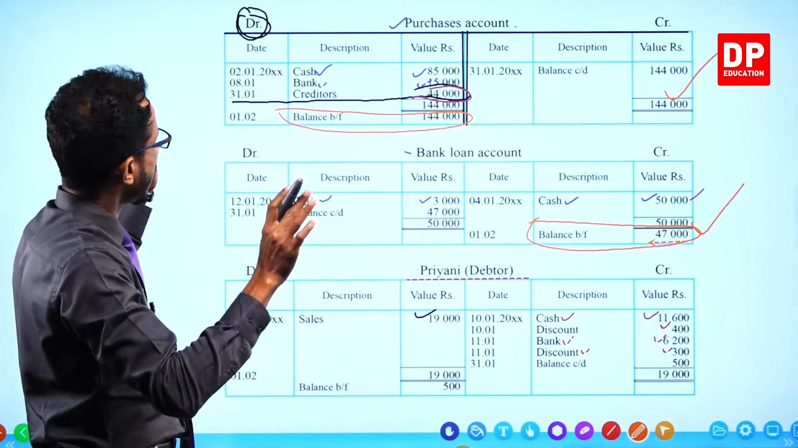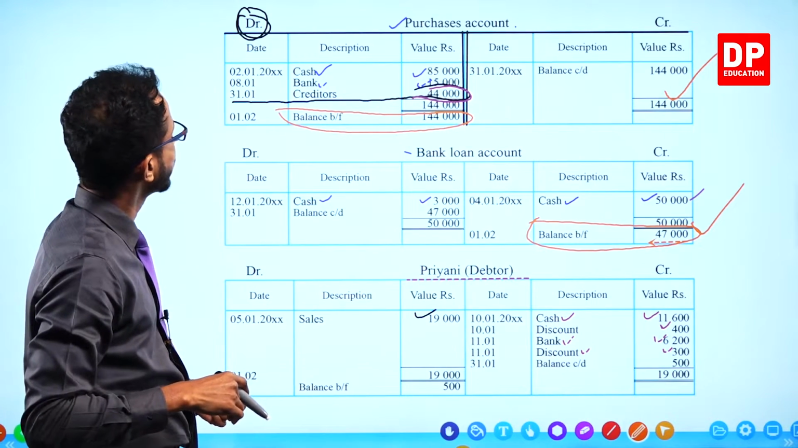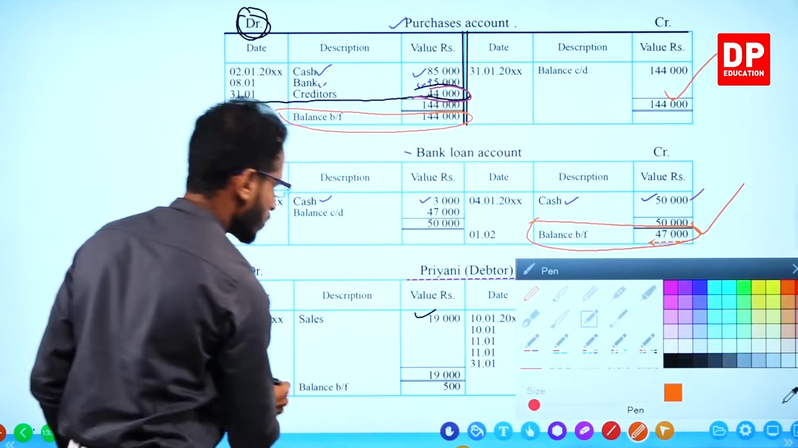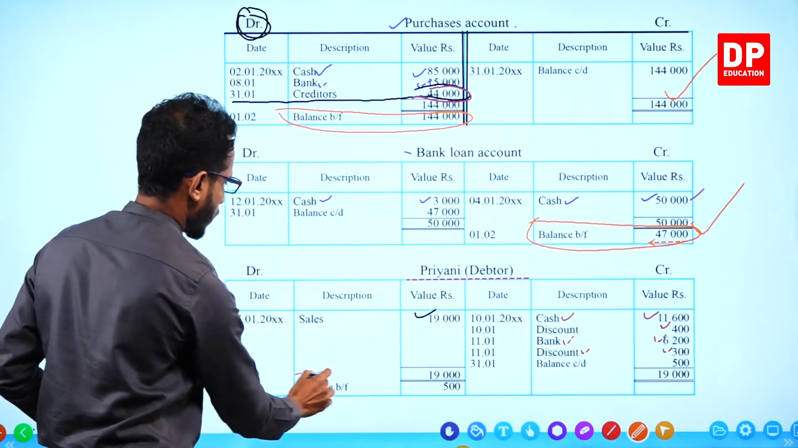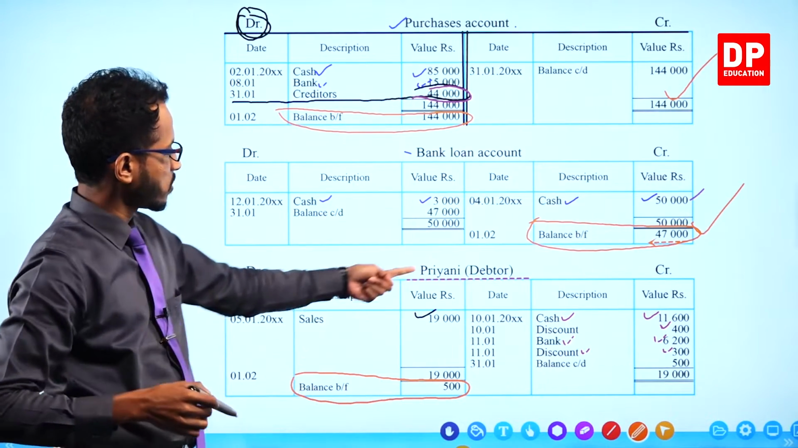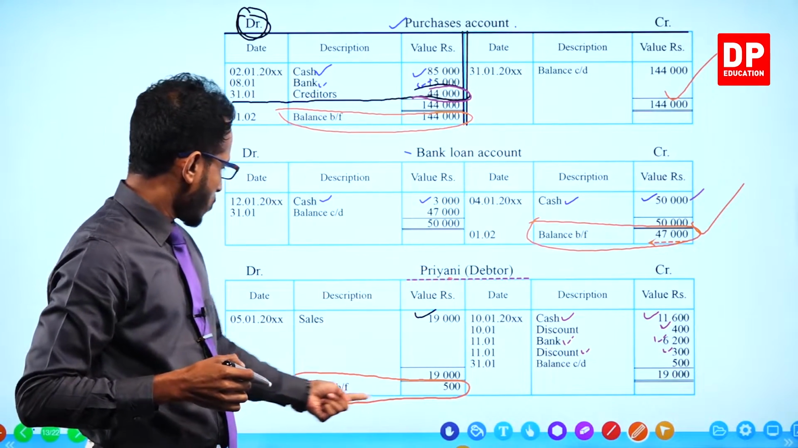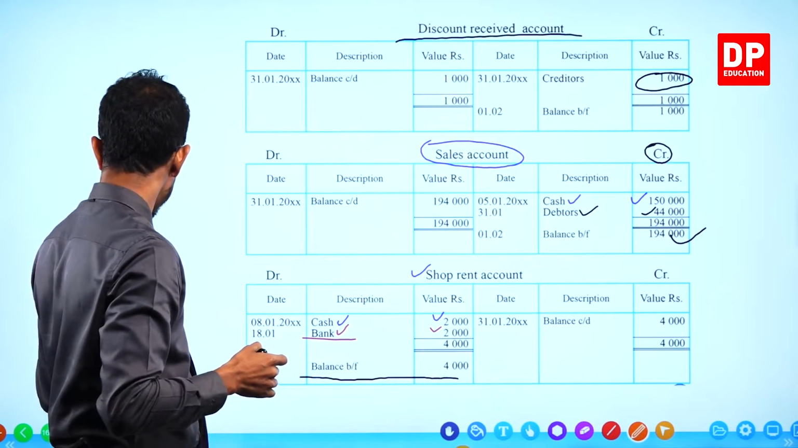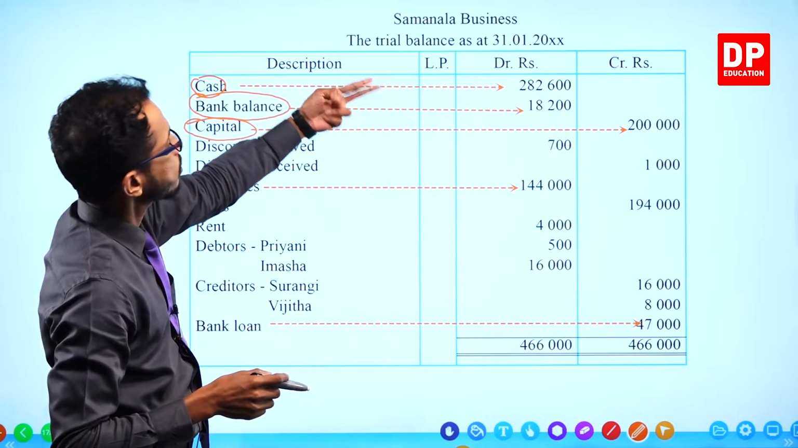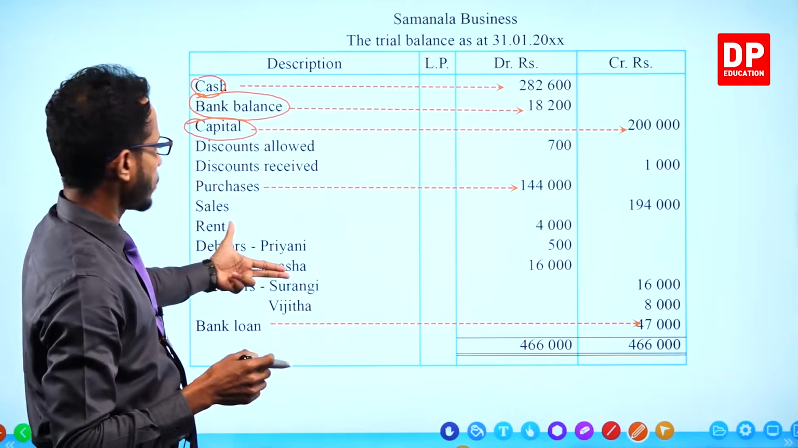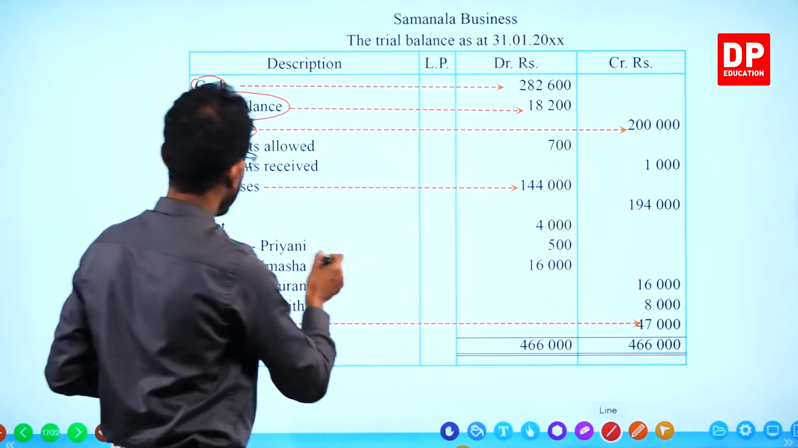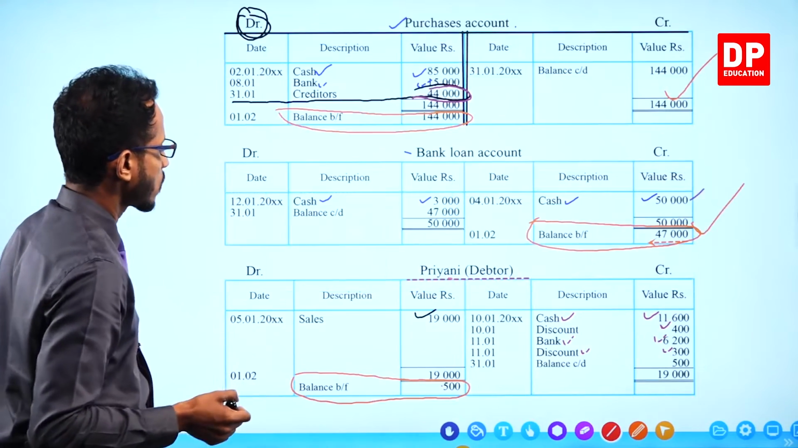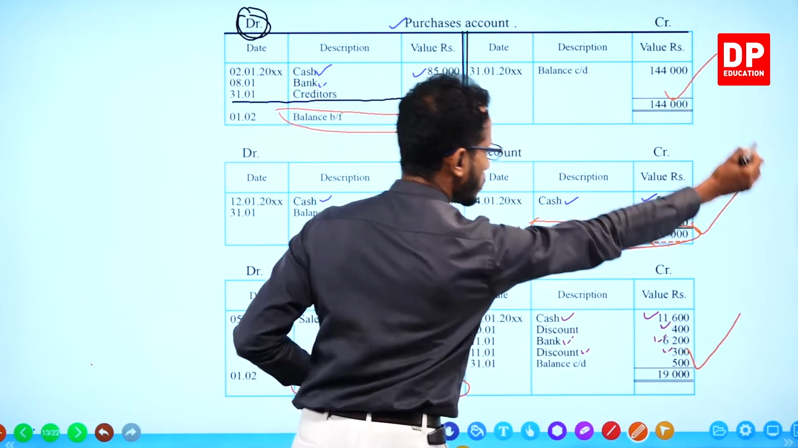Oh, we have one more. Priyani's account. In Priyani's account, where is the balance? Debit side, because she's a debtor. Balance brought forward 500. Let's go and see whether it is in the trial balance. Do you have Priyani's account? Yeah, Priyani's account is here. Debit side 500. That is also done. Big tick.